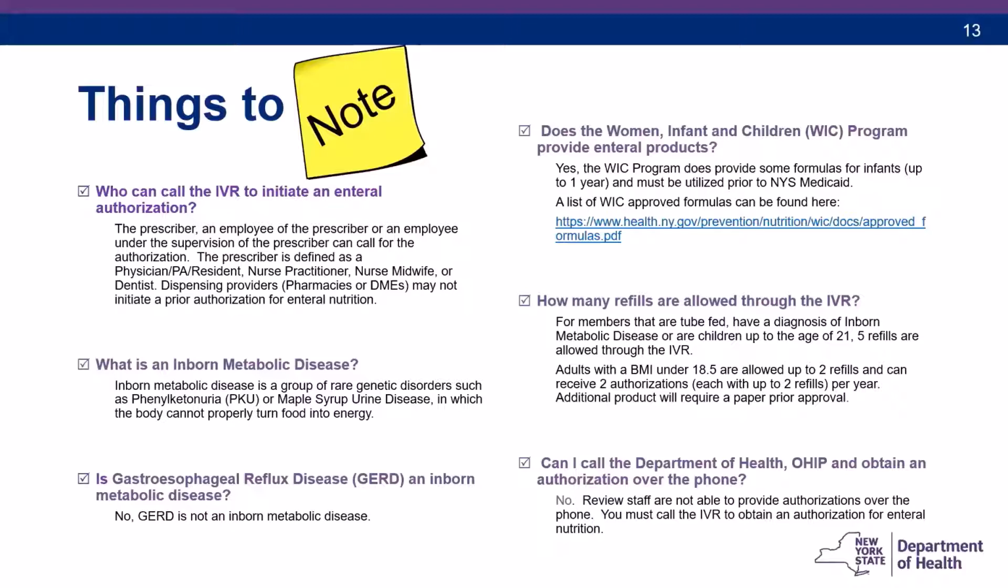Can I call the Department of Health, OHIP, and obtain an authorization over the phone? No, review staff are not able to provide authorizations over the phone. You must call the IVR to obtain an authorization for enteral nutrition.